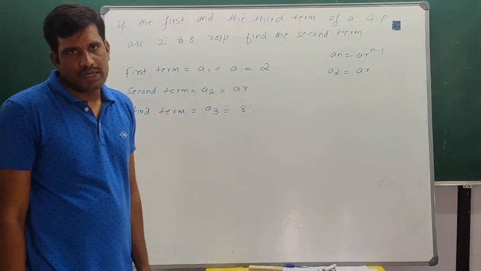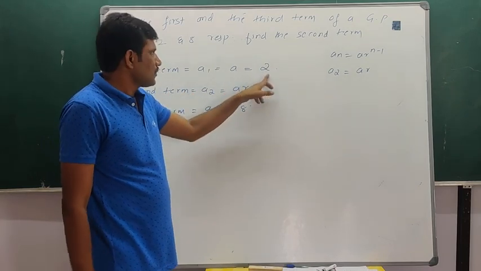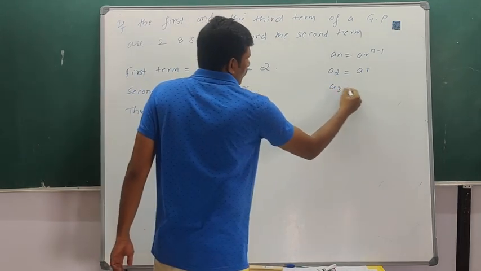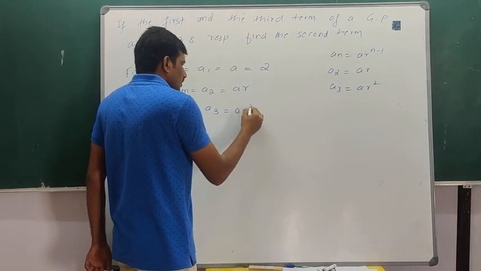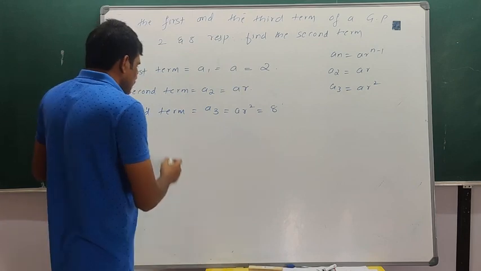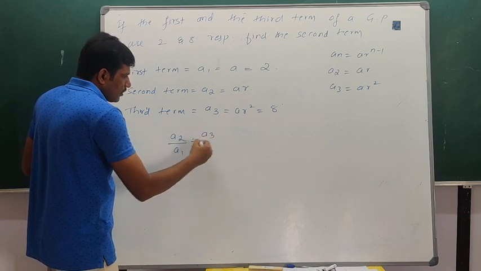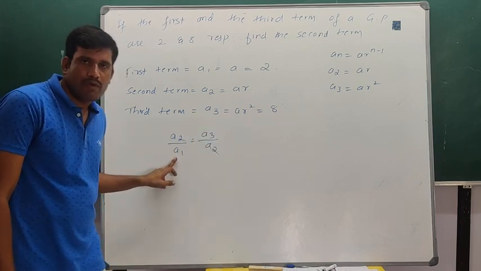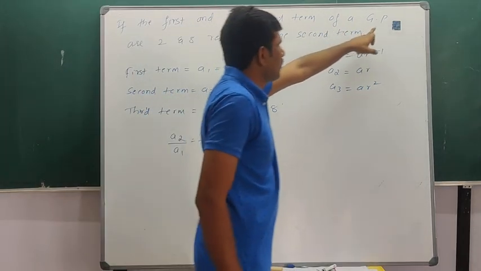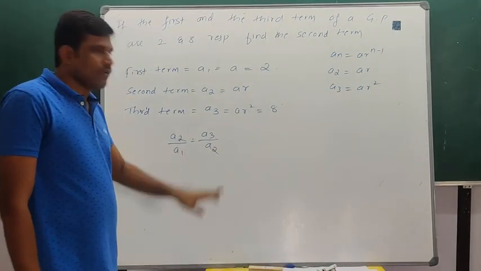Now we have to find the second term. Second term means it is A into R. The first term is A1, that is A, so that is 2. Second term is A2, that is A into R, which we have to find. The third term is AR square, and that value is 8, which is given. Now, since the given 3 terms are in GP, we know that the common ratio must be the same. What is the common ratio? That is second term divided by first term. That must be equal to third term divided by second term, because in the problem they have given that this is a GP. When it is a GP, the common ratio must be the same. Second term by first term must be equal to third term by second term.